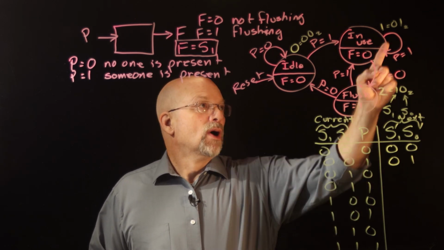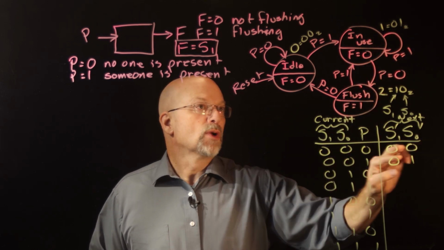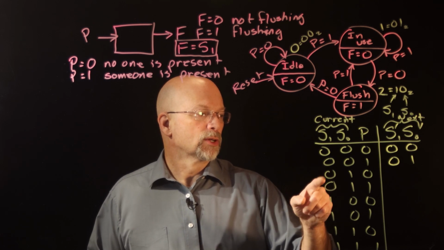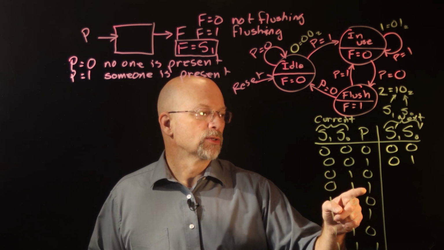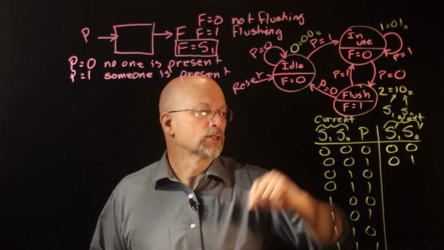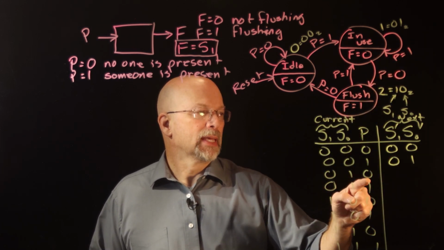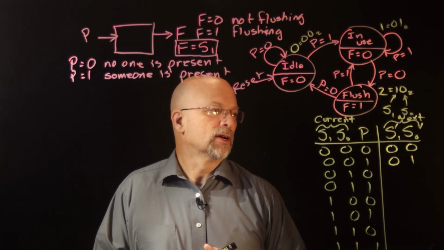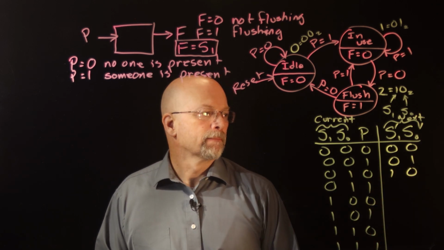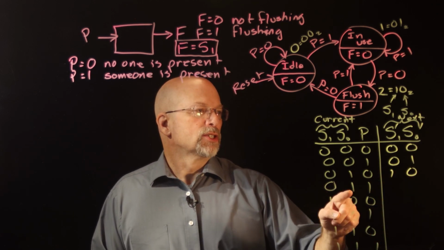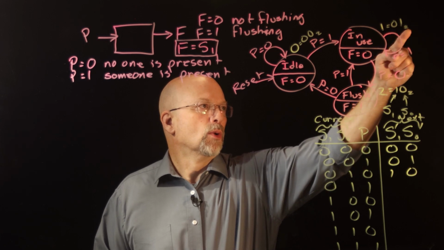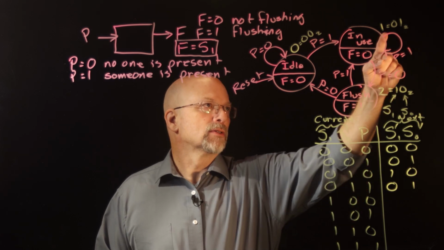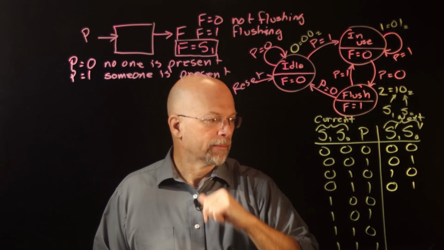If I'm in state 0, 1, and by the way, these first 2 rows take care of these first 2 transitions. So I'm in state 0, 0, state 0, 1. What happens when P is equal to 0? What happens when P is equal to a 1? That's these 2 transitions. So I'm in state 0, 1, P is equal to a 0, I'm coming down here to state 1, 0. When I'm in state 0, 1, and P is equal to a 1, I stay in state 0, 1.